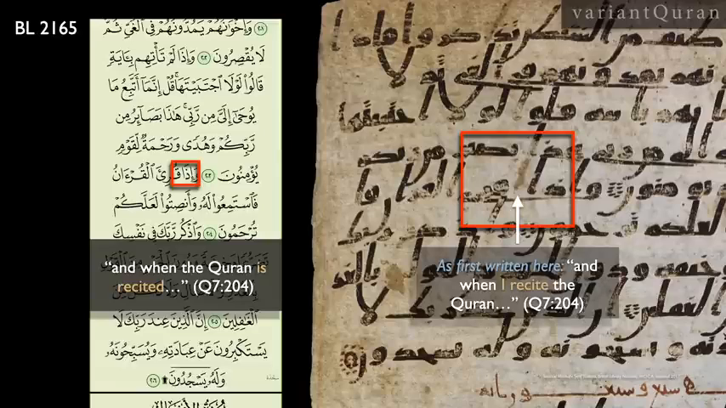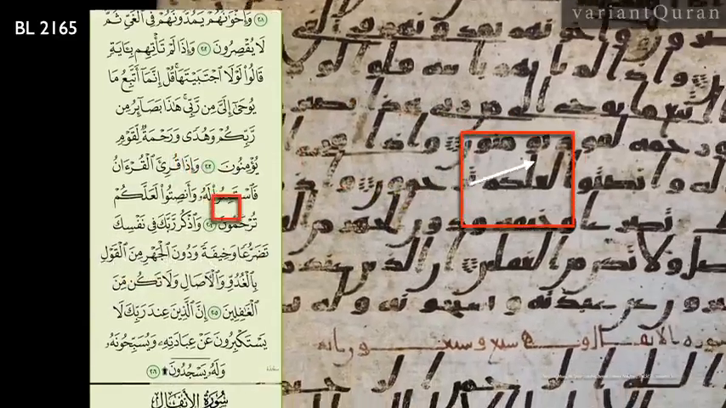In other words, the verse would read, "when I recite the Quran, listen to it and remain silent so that you may receive compassion," rather than as it is today, when the Quran is recited in the passive sense, listen to it and remain silent. So it makes sense. It's interesting that this manuscript was first written that way. I don't know if that was the intended meaning by the person who wrote it down, but that is how it was first written.